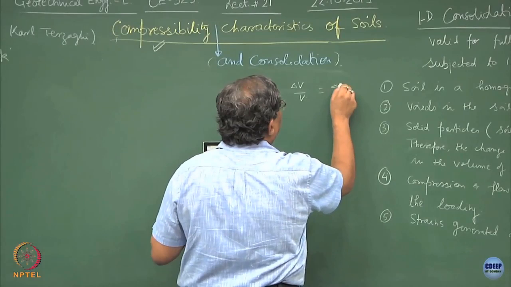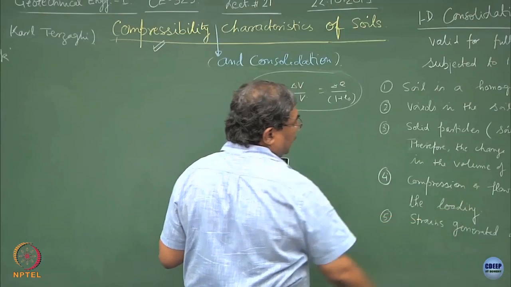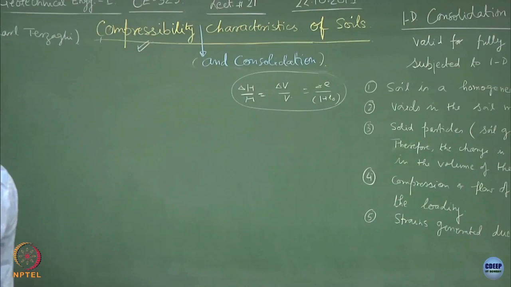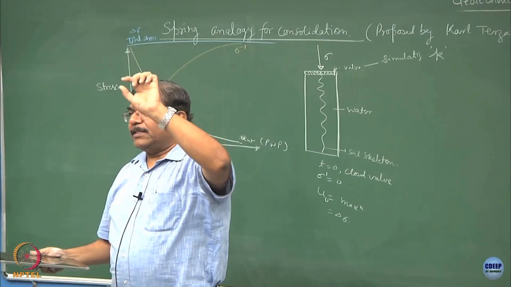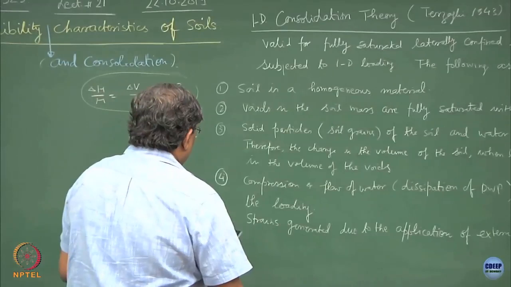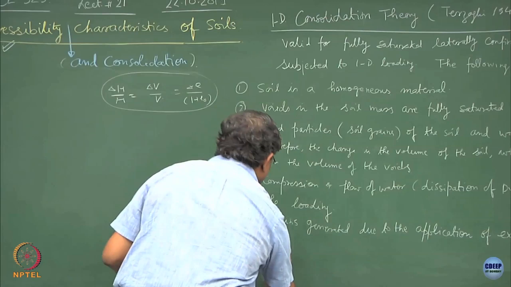So, this is valid when the strains are small, and that is the reason why in the previous case we discretized the entire soil mass into small strips. So, suppose a 20 meter thick soil mass, we have discretized it in layers of 1 meter, clear, so that this condition does not get violated. You are asking this question. Number 6, Darcy's law is valid.